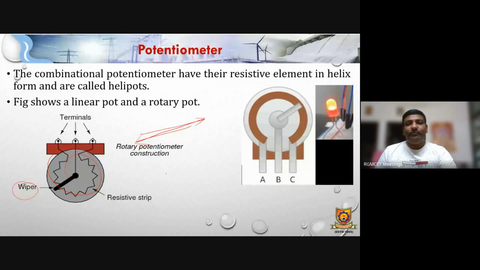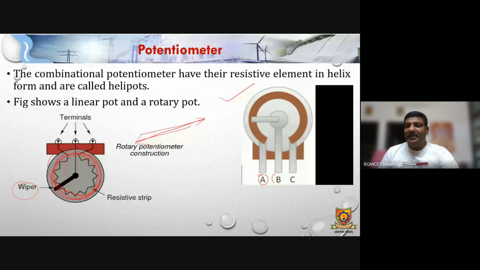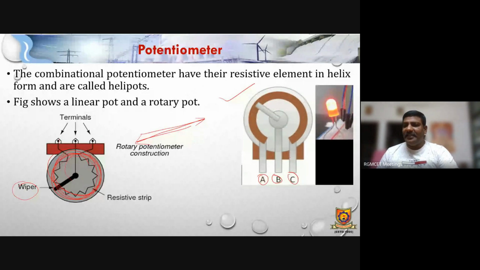Whereas in the case of a rotational potentiometer, we move it in a rotational, that is angular or circular, manner. You can observe this in the second diagram, an animation with terminals A, B, and C. If you connect between A and C, the resistance is fixed. If you connect between A and B, the B position makes contact at different places.